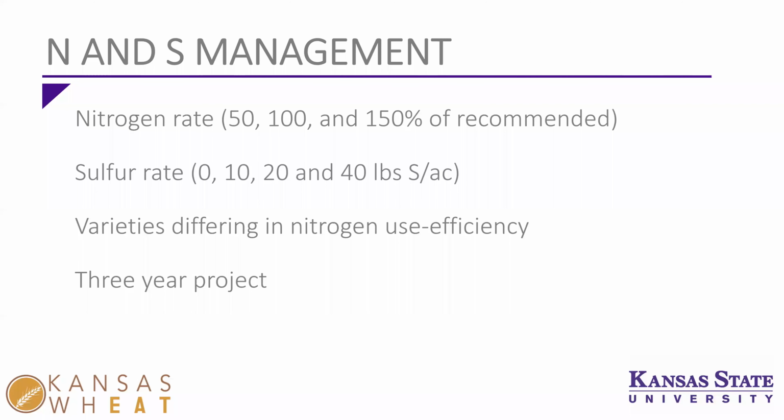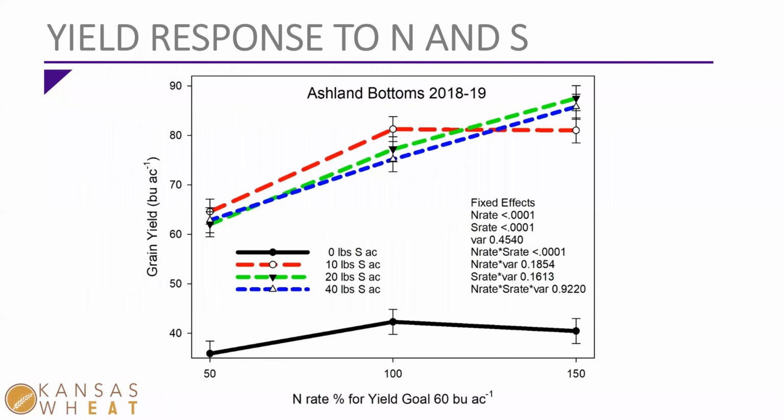So, working with the Kansas Wheat Commission, we established a 3-year project where we're looking at 3 nitrogen rates, 50, 100, and 150% of the recommended rate for a 60 bushel per acre yield goal. Sulfur rates are 0, 10, 20, and 40 units of sulfur per acre. And we also selected varieties with different nitrogen use efficiency. Just to give you a highlight of what we're finding so far, this is the result for our trial last year in Ashland Bottoms, which is very sulfur deficient.